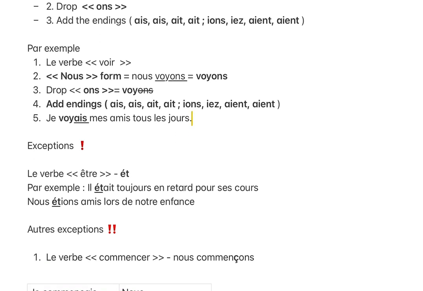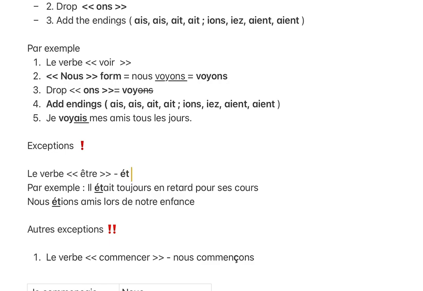However, we must also remember that there are exceptions. For example, the verb être. The verb être has its own stem, that is é accent aigu t. So, given the fact that the verb être already has its own stem, all we have to do is simply add the endings with respect to the subject or the subject pronoun.